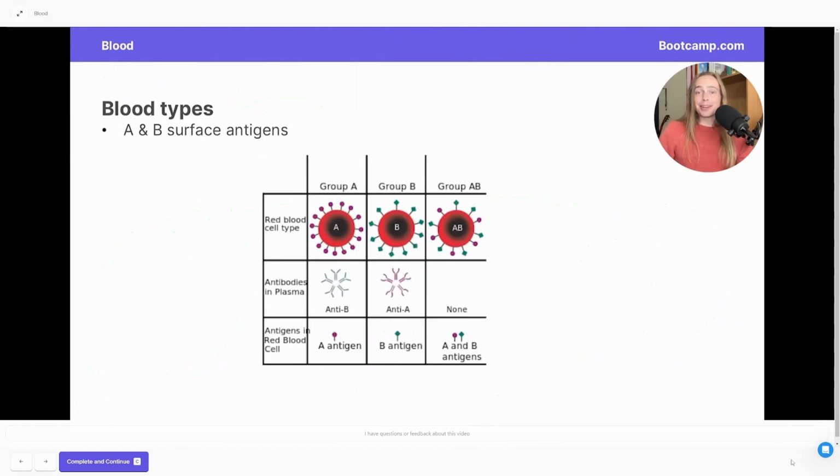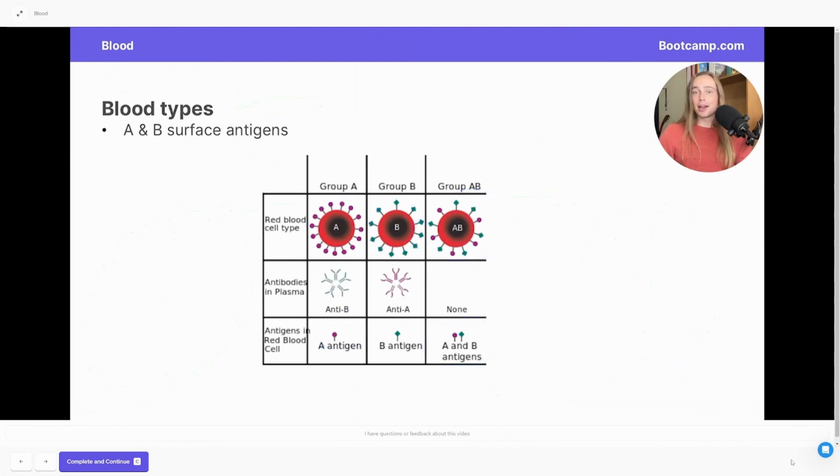There are 4 main blood types based off of A and B surface antigens, and they're all named really well too. So if we start off with type A, we see that type A is going to utilize an A antigen on its surface. Similarly, if we look at a type B blood cell, it's going to have B antigens on the cell surface. As you might have guessed then, type AB red blood cells utilize both A and B antigens on their cell surface.